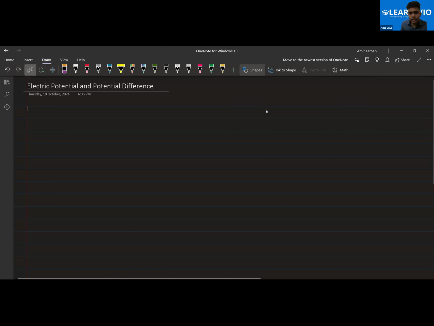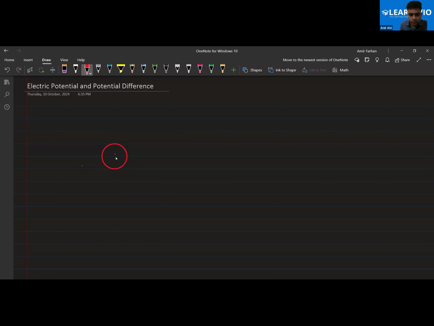So let me explain it with the help of an example. In the last class I told you, suppose there is a heater in a room. If you switch on that heater, after a certain amount of time the room will get warm, right? Similarly, when an electric charge is placed in the universe, in space, it produces an electric field region around it.